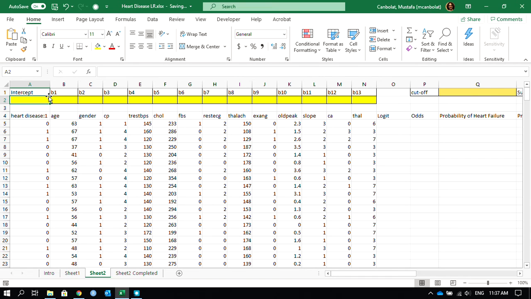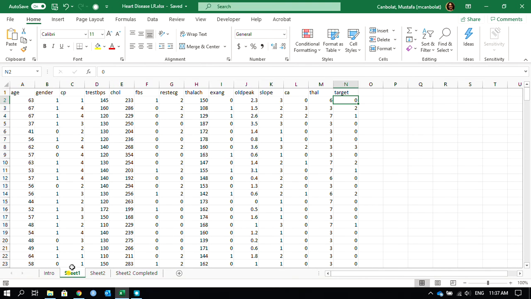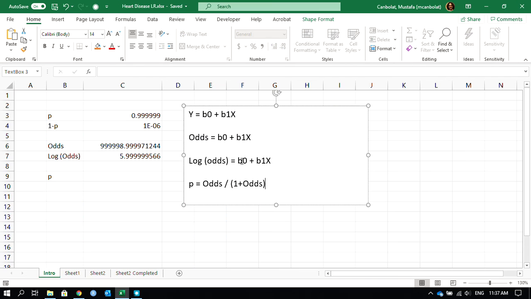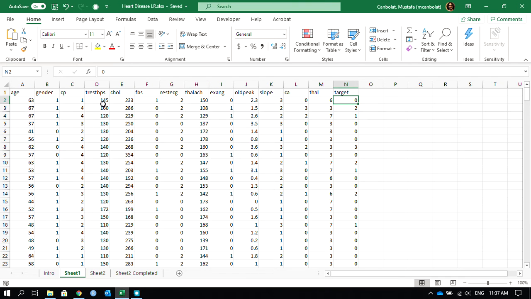But before that, assume that we found this best model. In linear regression we call it the line of best fit, but we could also say that it is the line of best fit for the log of odds. So we will try to find that model, and first we assume that we know those numbers. So what is the value of logit for this person? We know that it is B0, the intercept, plus the slopes times the values of the independent variables, so gender, CP, age, etc.